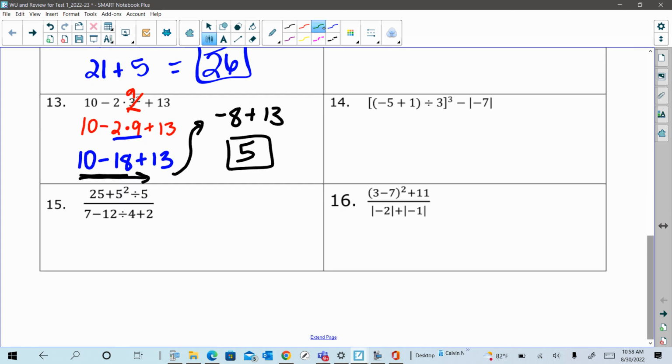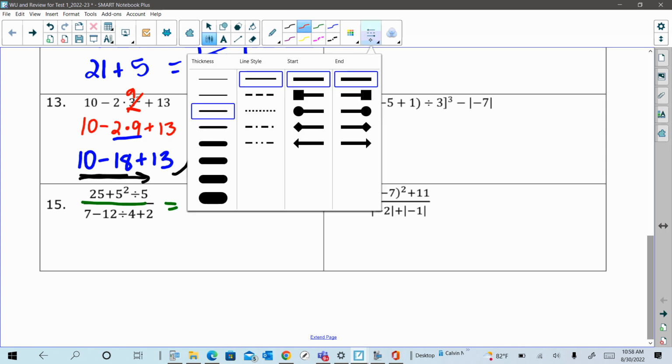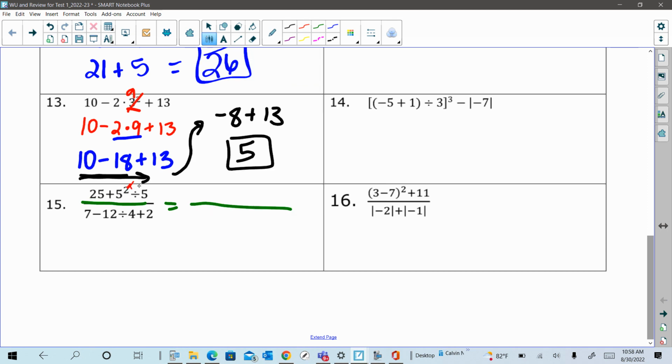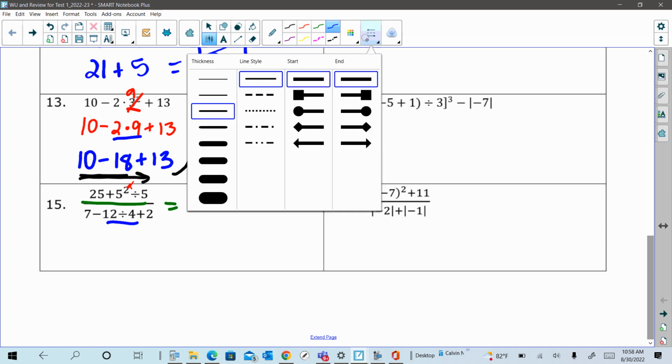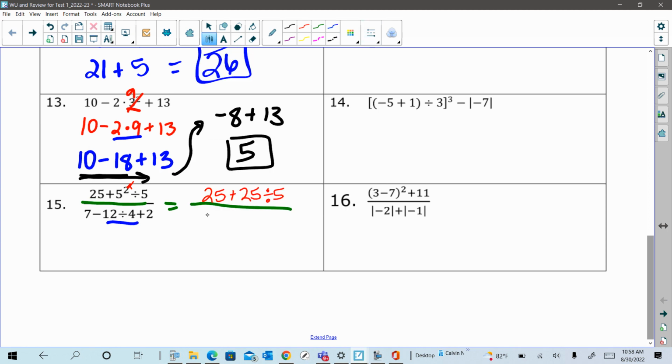If it's a fraction, keep it as a fraction. So on the top, we should be doing the exponent first here. So this becomes 25 plus 25 divided by 5. On the bottom, we should be doing the division first. So that becomes 7 minus 3 plus 2.